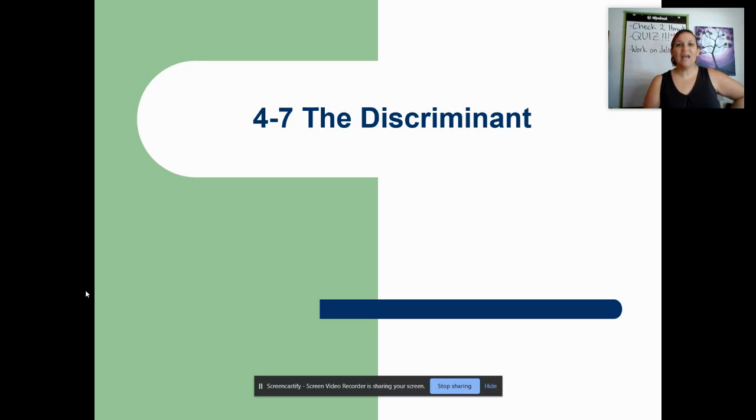Hi guys. Today we're going to be learning about something called the discriminant. The discriminant is a way to tell what type of answer you're going to get when solving a problem, but it does not actually tell us the answer. It just gives us a little heads up about what we should expect when we do actually solve it.